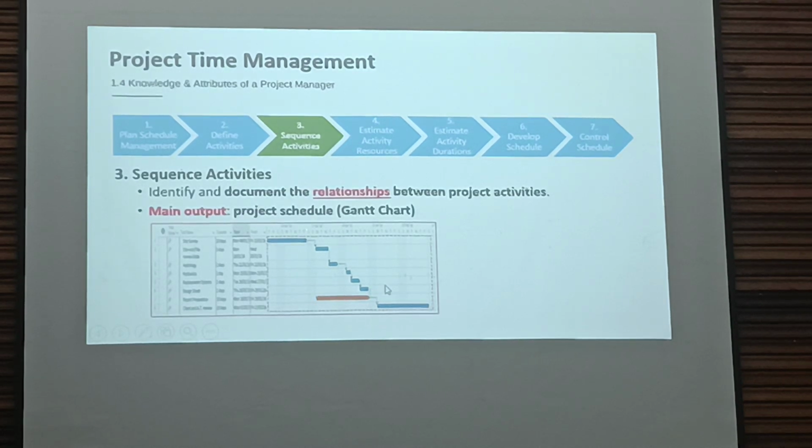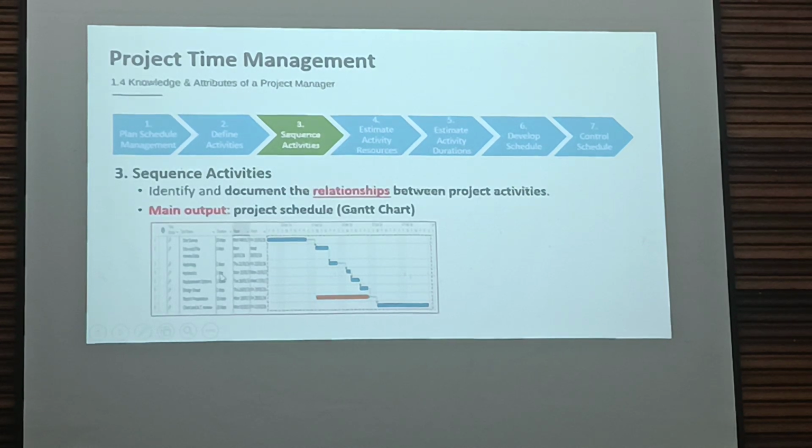This part shows the relationship between project activities. You can't see it from here. It's not easy. You can see, but it's very difficult. You see from here the relationship between activities: it is one after another.